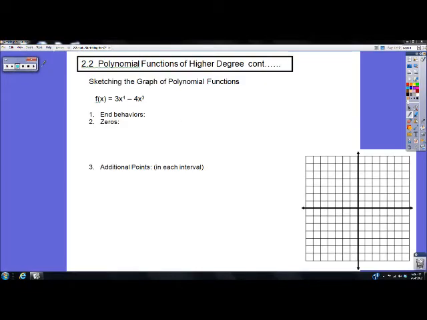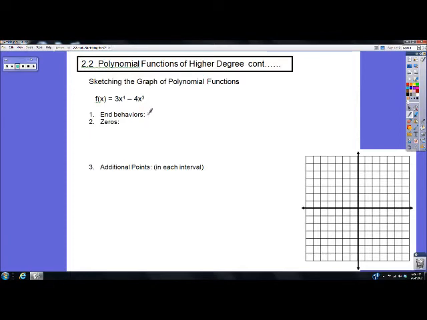Back to finish up section 2.2. We're going to sketch the graphs of a few more polynomial functions, and we have 2 more examples to finish up with. We are going to start off by finding the end behaviors and the zeros of the graph. We're going to sketch the graph, and we're going to clean up the graph a little bit by finding some additional points in each interval.